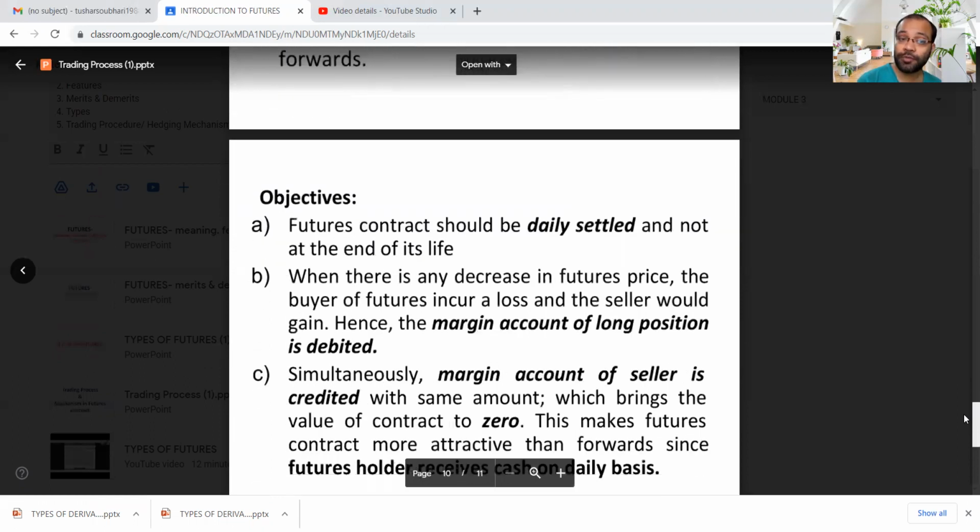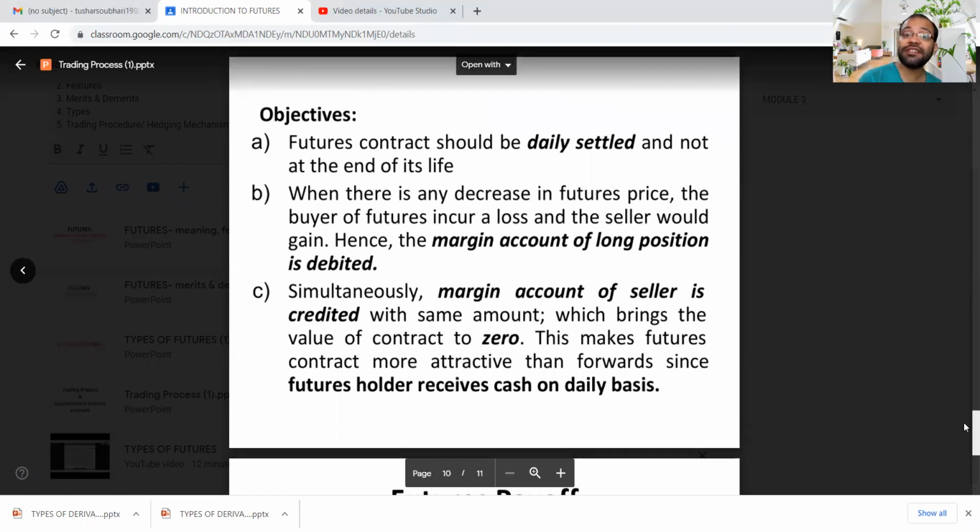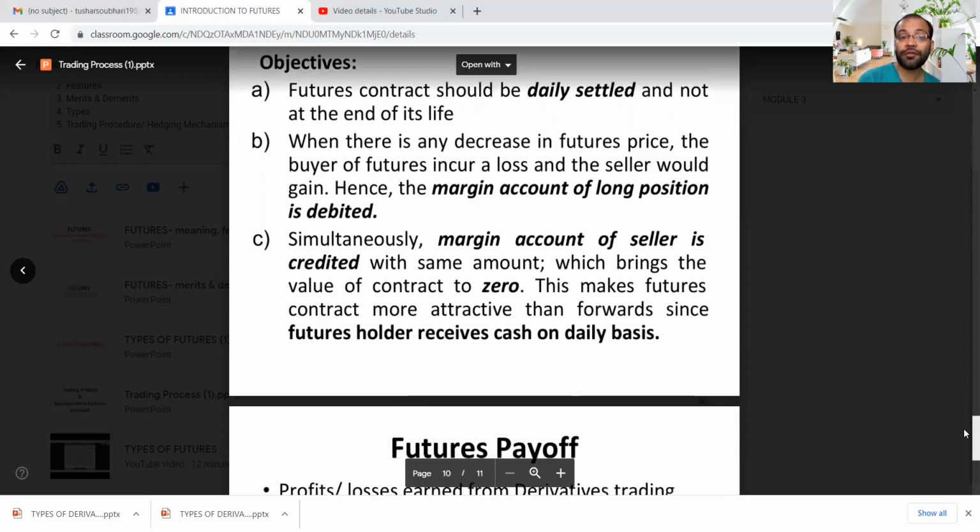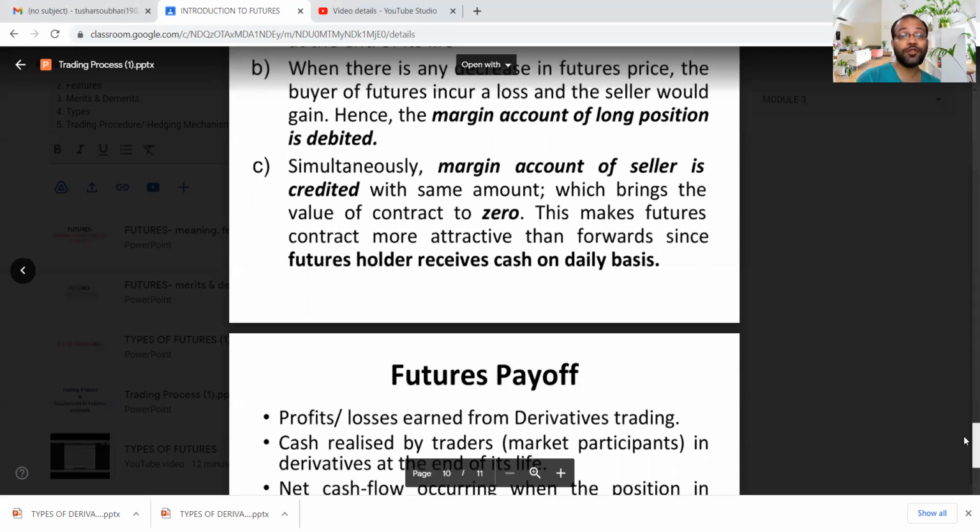There are some important objectives of this margin system. That is, the futures contract should be settled daily and not at the end of its life. When there is any decrease in the futures price, the buyer of the futures incurs a loss and the seller gains. Hence we can find that the margin account of the long position, that is the buy position, is debited. Simultaneously, the margin account of the seller is credited with the same amount, which brings the value of the contract to zero. This makes a futures contract more attractive than the forwards contract, since the futures holder receives the cash on a daily basis.